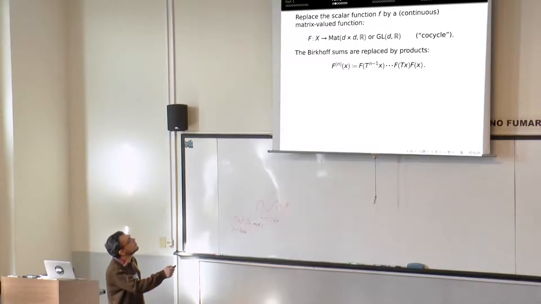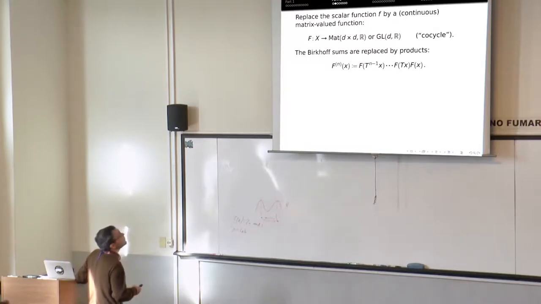It's usually more convenient to work with invertible matrices. And for some complicated reason, the pair, the T and the F, is called a cocycle. And then, instead of summing, you're not going to sum the matrices, because it won't be too interesting. It's more interesting to multiply the matrices, and it's more convenient to multiply them in this order. So this will replace the Birkhoff sums. You have these products.